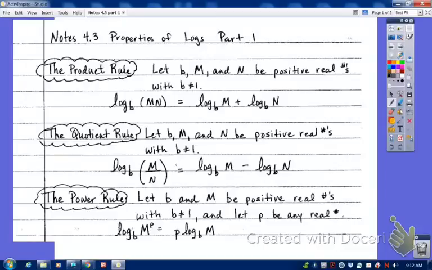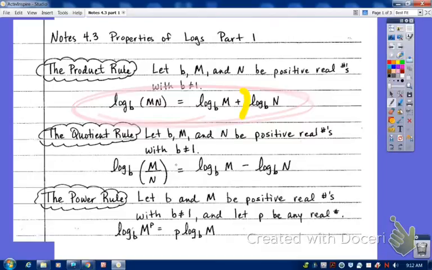Very quickly, the product rule says that if I have a log, and I'm looking right here, going straight down to this part, if I have a log base b, any base, of m times n, then I can expand that log out to be log base b of m plus log base b of n. So if you're multiplying m times n, you can expand your log out into two logs that are being added.